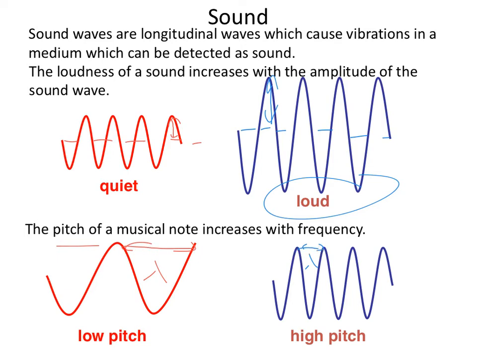This means that the red wave has got a higher wavelength and therefore a lower frequency. We can see that by viewing that there's fewer waves in a given time, whereas the blue wave has got a smaller wavelength and therefore a higher frequency. Because the blue wave has got a high frequency, that means it will have a high pitch compared to the red wave, which has got a lower frequency and therefore has a low pitch.